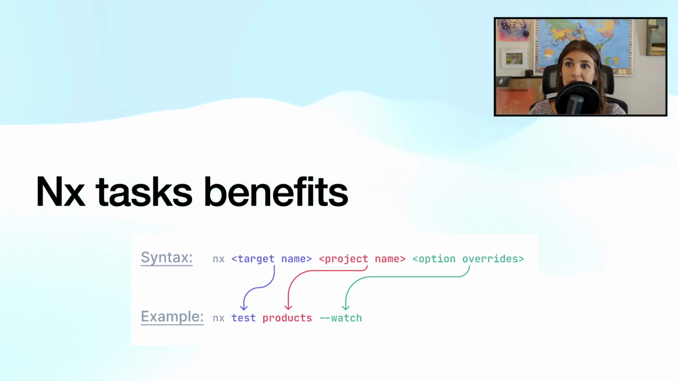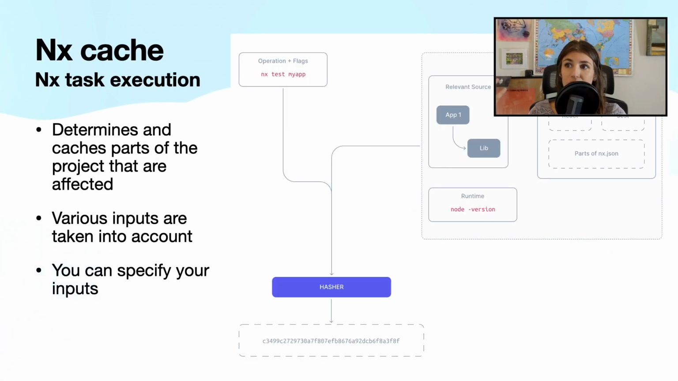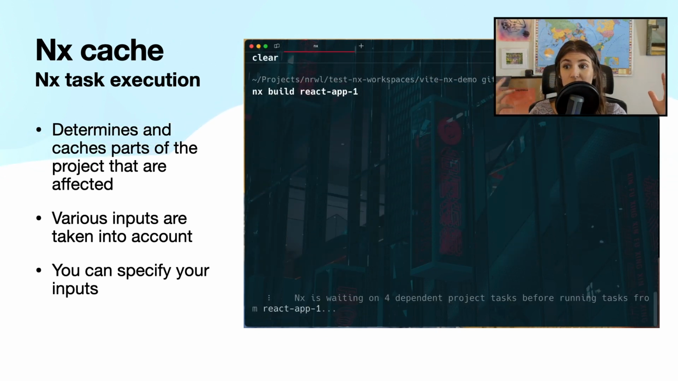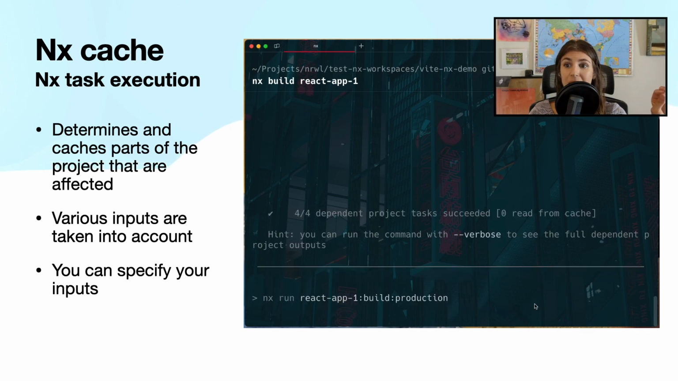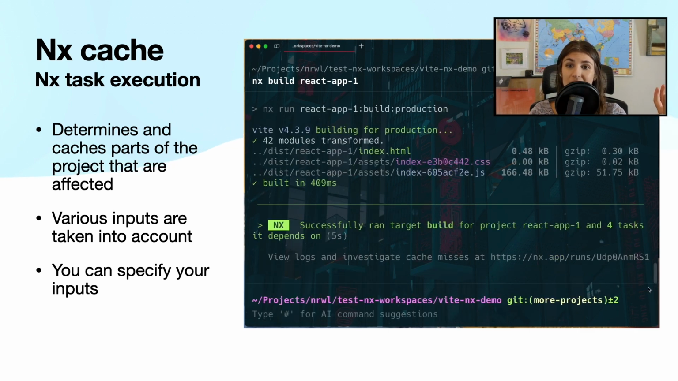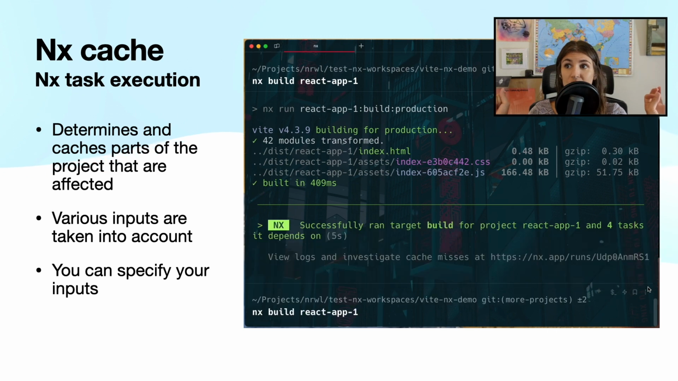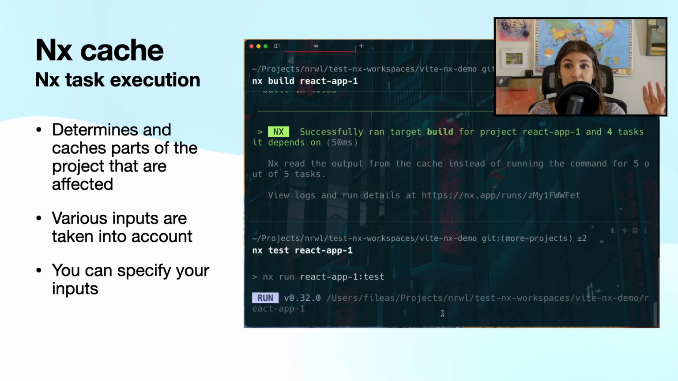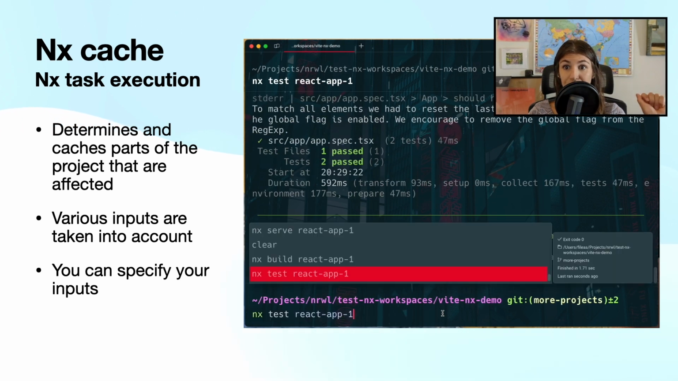Some benefits of running tasks through Nx, like serve or build, is of course the Nx cache, as I already told you. The Nx cache intelligently determines and caches which parts of your project are affected by changes. More than just saving time, it's about intelligent resource allocation. You can use various inputs to take into account which things are affected and should be cached, but you can also specify your inputs manually every time.